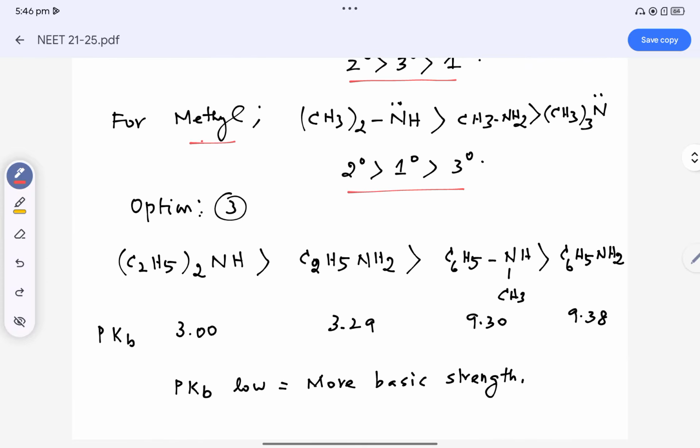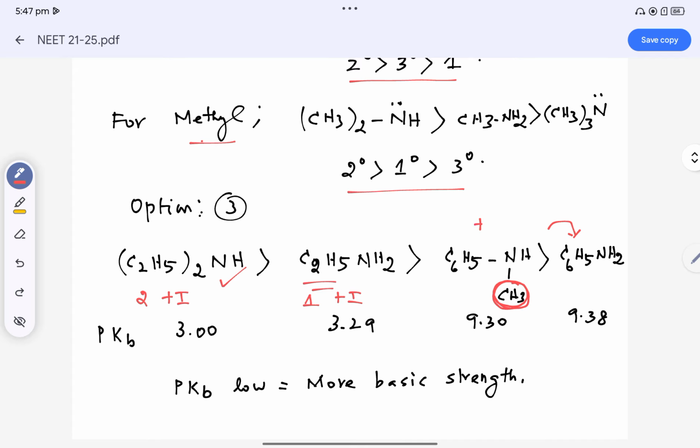On the basis of the discussion, the one with 2 plus I effect is the strongest base. This one has 1 plus I effect. Due to the presence of the methyl group, in comparison with aniline, it shows strong basic nature.